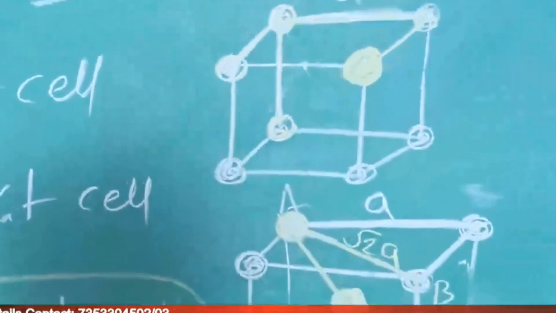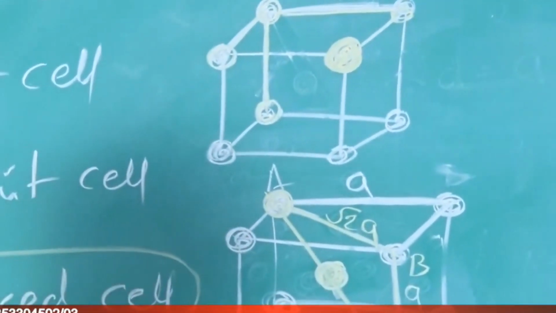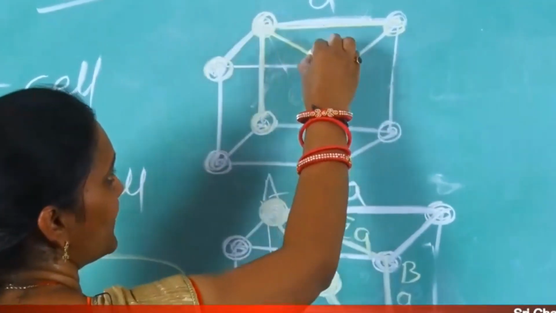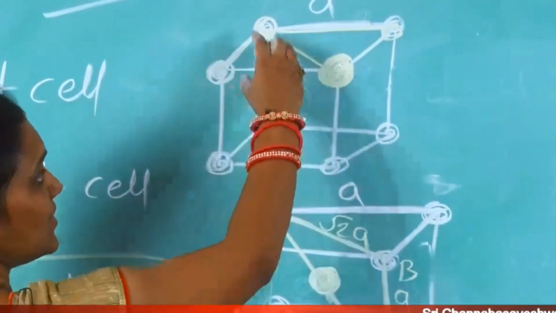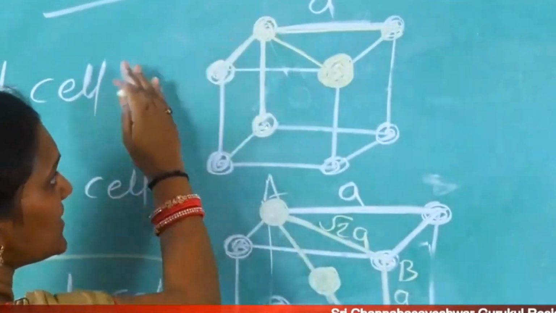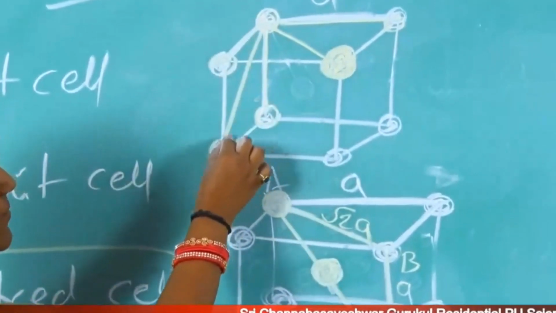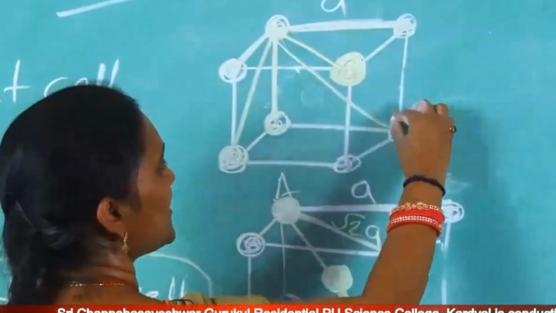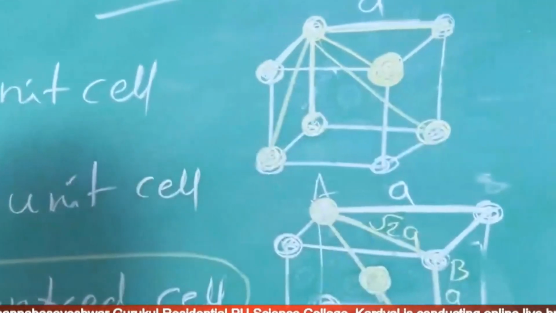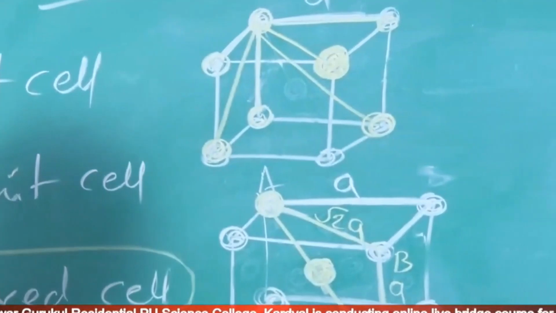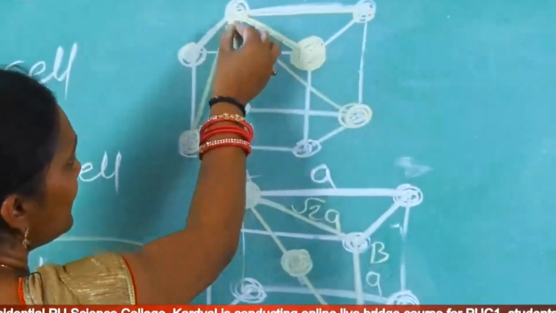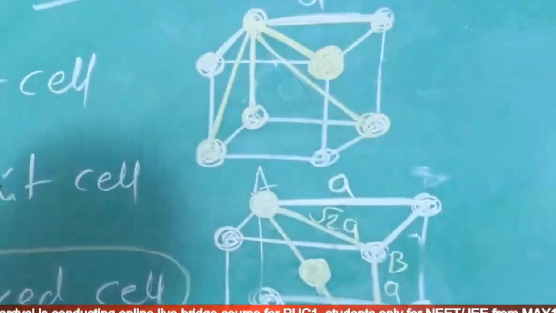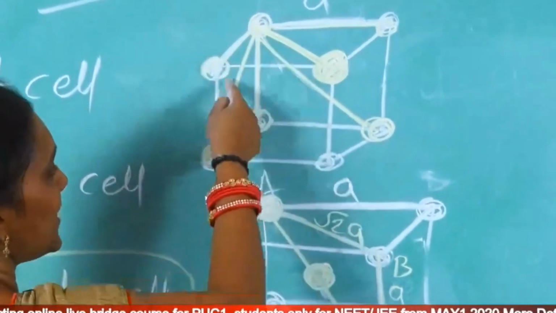How many next neighbors are present? This is a next neighbor. Okay. This is the top face. Now this side face, this is also next neighbor. Yes or no? And that side face, this is also next neighbor. Now anyhow, this is the face diagonal. This is the face diagonal. This is the face diagonal. Back side face diagonal. And this side face diagonal.